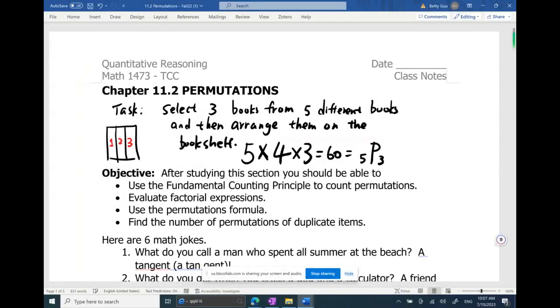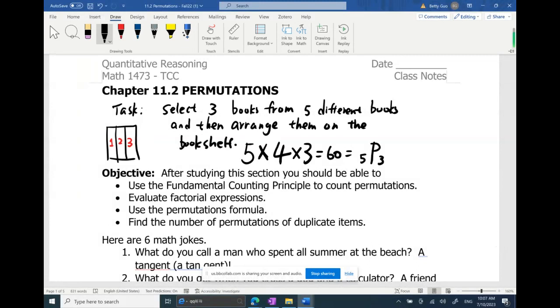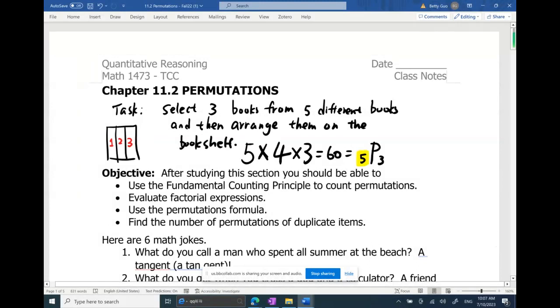P53. Okay, this is the first time we see this notation. Very important. The capital P in the middle is the initial of permutation. And the 5 by the left foot is the total number of items. In our example, how many books in total do you have? You have 5 books on the floor, so 5.